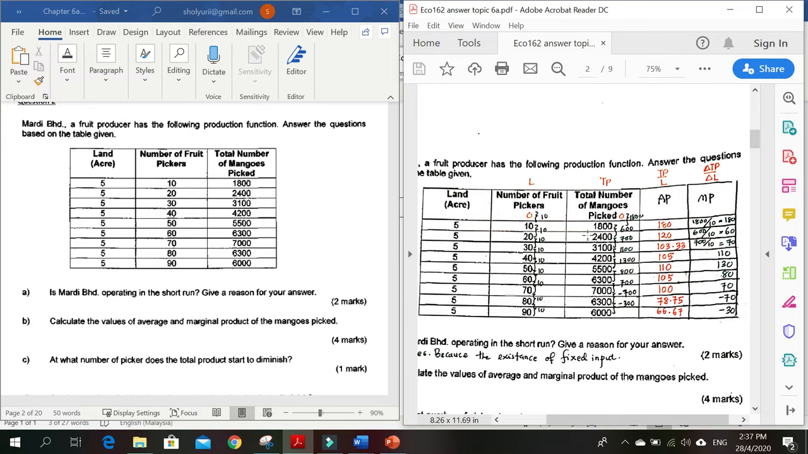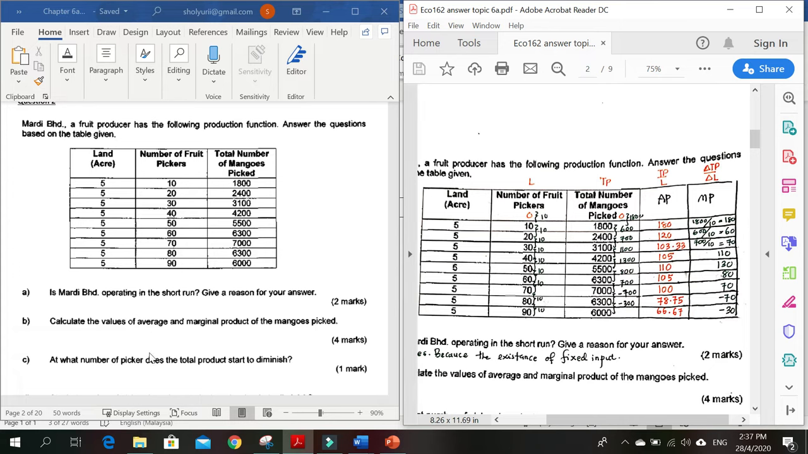Okay. So, AP is 1800 bahagi 10. So, you dapat 180 and so on. And for MP pula, kosong dengan 1800, 10 dengan kosong. So, 1800 bagi 10, 180. And you got the value afterwards.